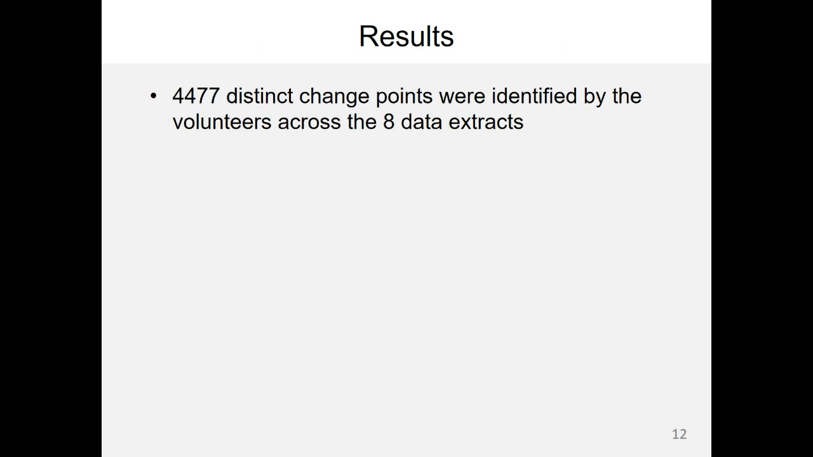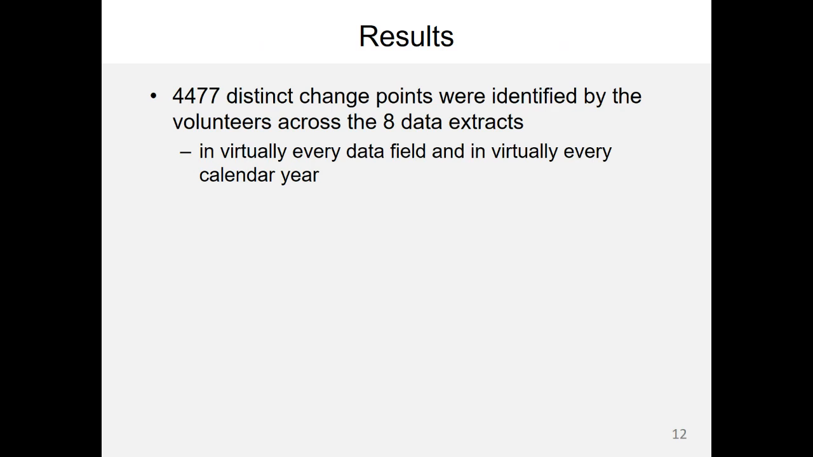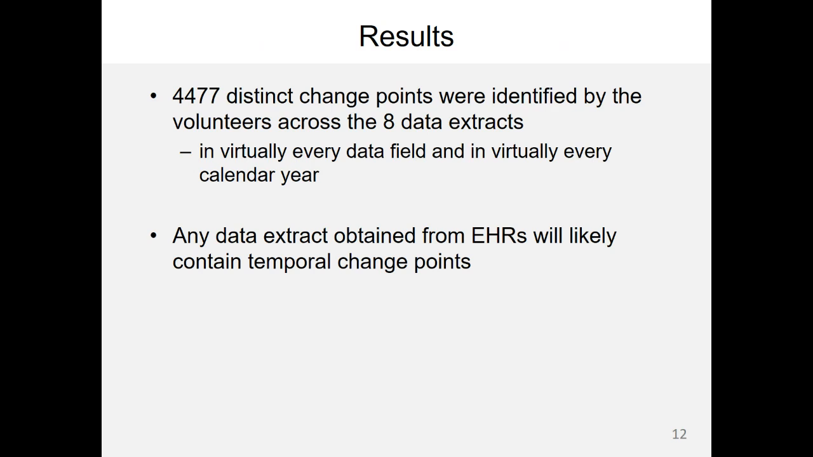So how many change points did we find across all the data sets? An absolutely huge number. 4,500 different change points were found. Basically, in virtually every data field and virtually every calendar year, there was something suspicious looking in the data. This means that any data extract obtained from EHRs is very likely to contain some temporal change points. While the data we used was from just one trust, there's no reason to believe that we would be any different to any other trust. This is routine data. Things happen all the time. New equipment comes in, and you don't find out about it unless you look.